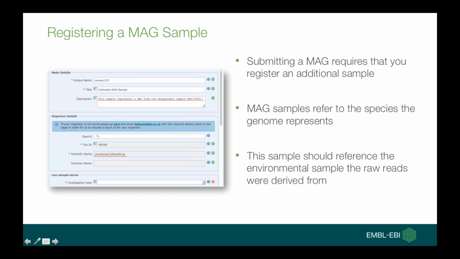And then for your scientific name, you want to use an uncultured taxon. So this is going to indicate that it's some unknown member of this particular genus that you're interested in. And then the submission is simple from there. You just register your assembly to point to the relevant sample.